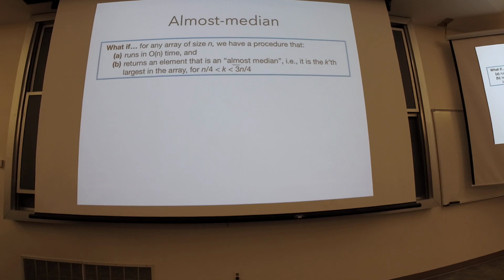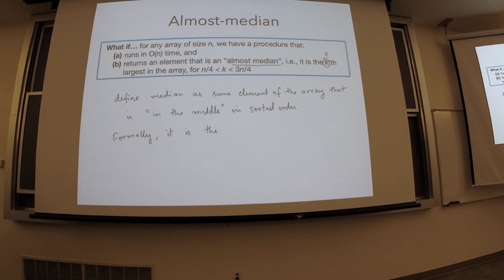I define an almost median as some element of the array that is, informally, in the middle of the sorted order. And formally, let me not use k again, I forgot that I used k. Let me use r. This is the r-th smallest element, let's say n by 4 less than r less than 3n by 4.